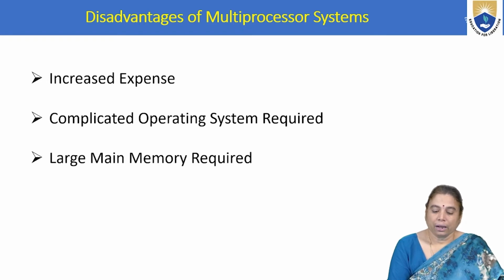So a more advanced operating system which can support multiple users and multitasking is needed for multiprocessor systems. And large main memory is required. Why? Because each processor is working on large computational and data intensive applications, so they require large memory. So these are the disadvantages of multiprocessor systems.